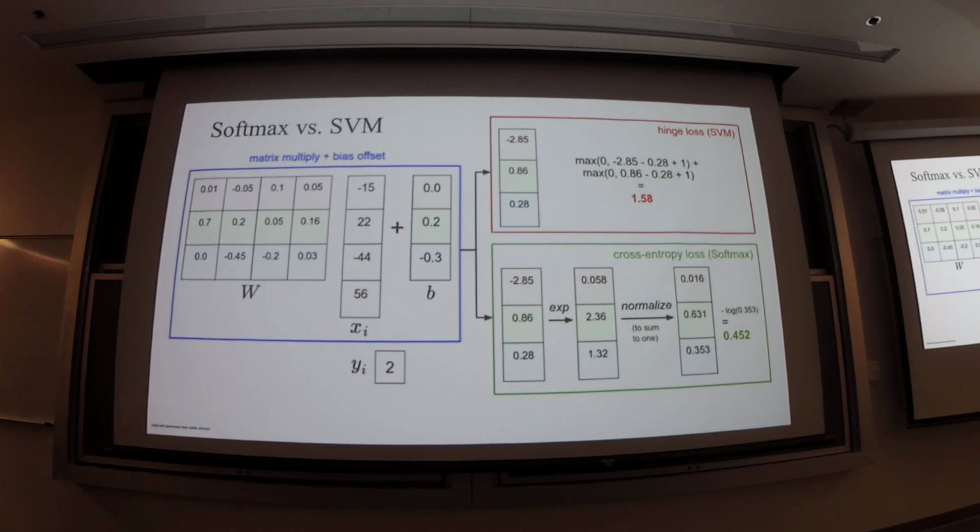So in this particular case, if we use the SVM loss, we get a loss that looks like that. If we use the softmax loss, we get a loss that looks like that. They're both non-zero. They're both expressing the fact that we don't have exactly what we want for this particular example, but they're very different from each other.